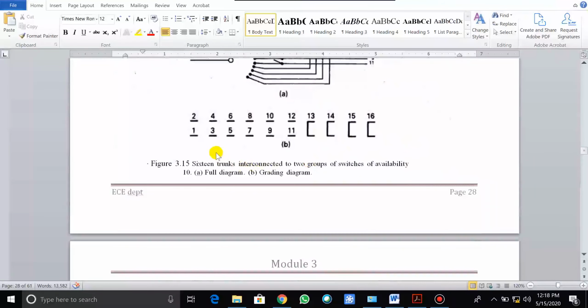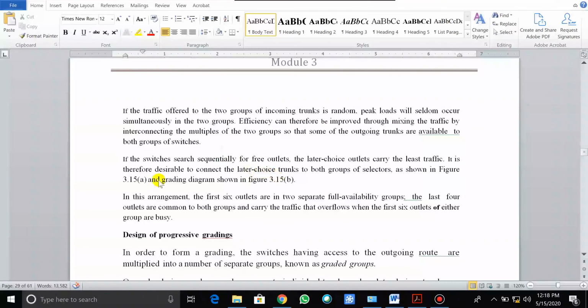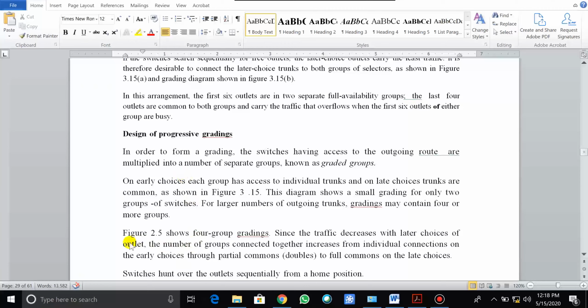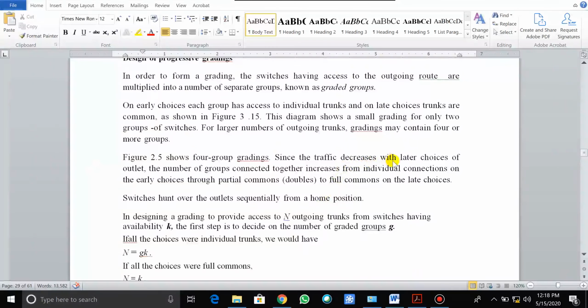Since the traffic decreases with later choice of outlet, the number of groups connected together increases, from individual connection on the earlier choice through partial common to full common on the later choice.